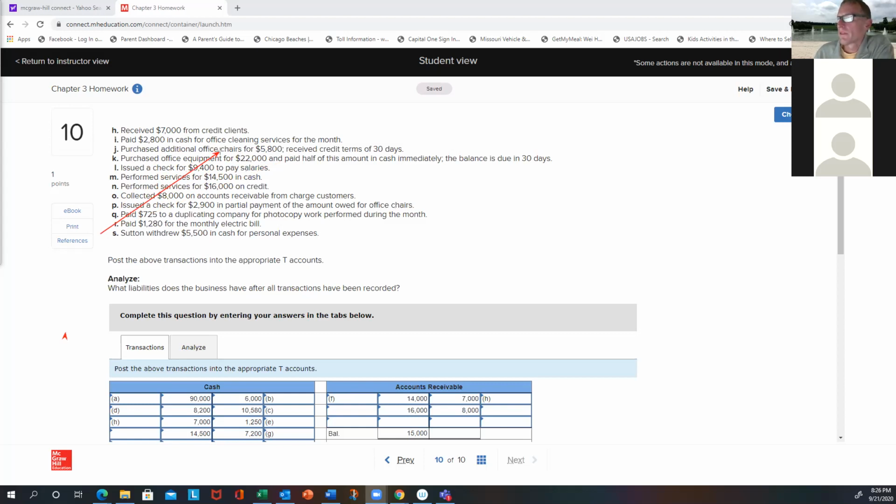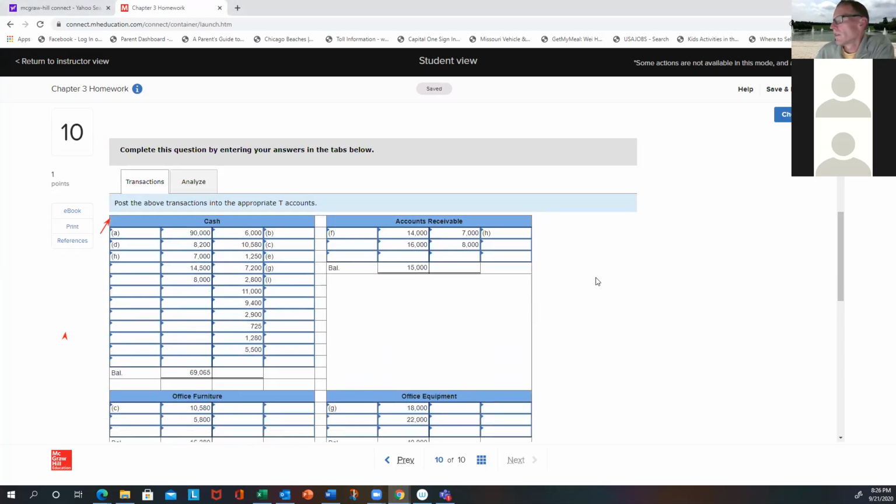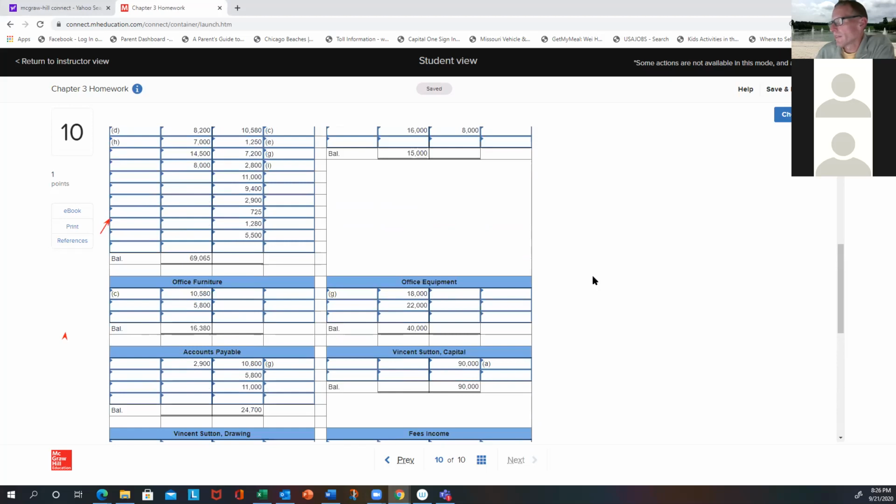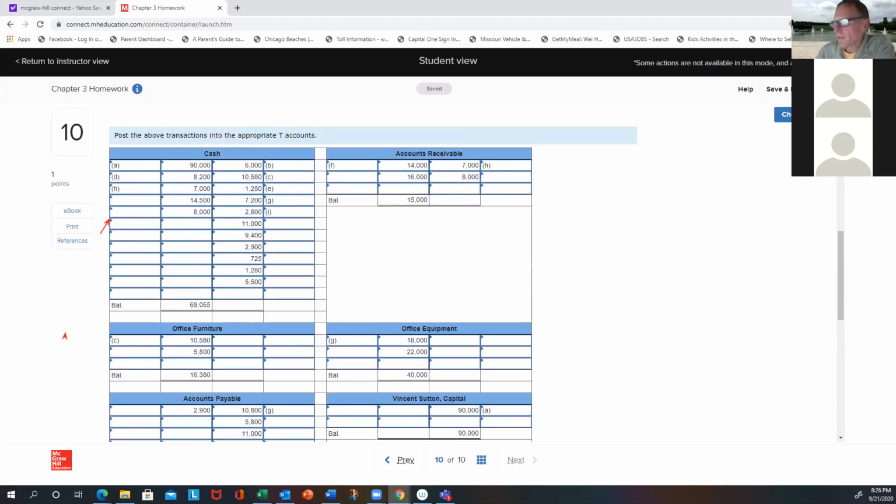You just go to the debit side. Okay, you debit it, yeah. So you go to your office. This is what, letter J. So it's what, 5,800? So if you find it, where is it at? There it is. So notice we debited office furniture 5,800, and then there's the credit right there.